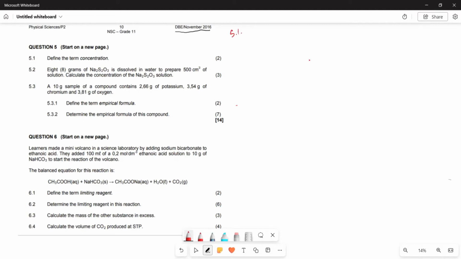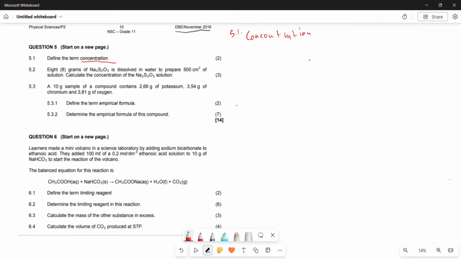What does your 5.1 require you to do? It is to define the term concentration. And you know what I always say: whenever the question requires you to define, please ensure that you use the definition from your exam guideline. I repeat, use your definition from your exam guideline, not any other definition that you get around. According to your exam guideline, concentration is basically the amount of solute per liter of a solution.